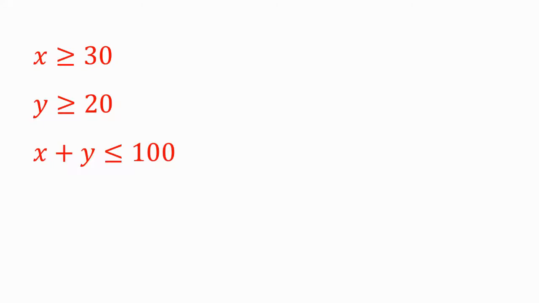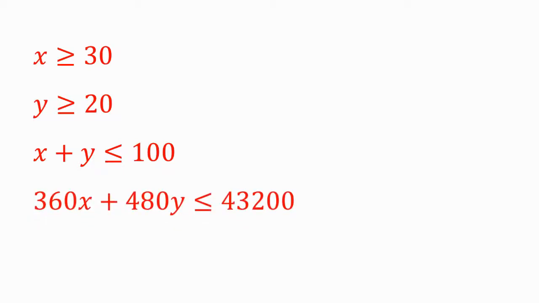And the amount spent should not exceed 43,200. And we've been given the price per kilogram of beef as 360 and the price per kilogram of mutton as 480. Therefore, 360x plus 480y is less than or equal to 43,200.